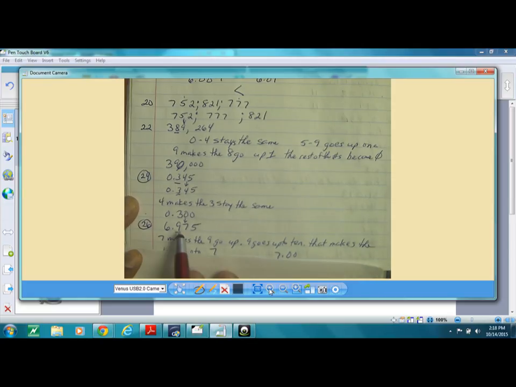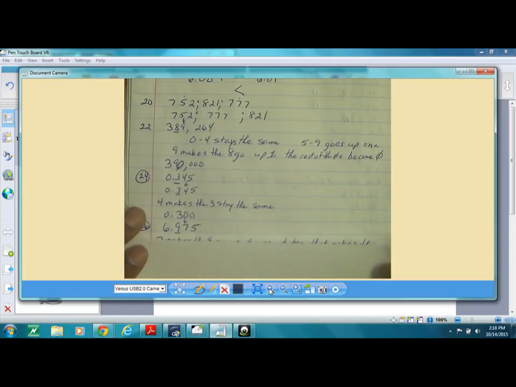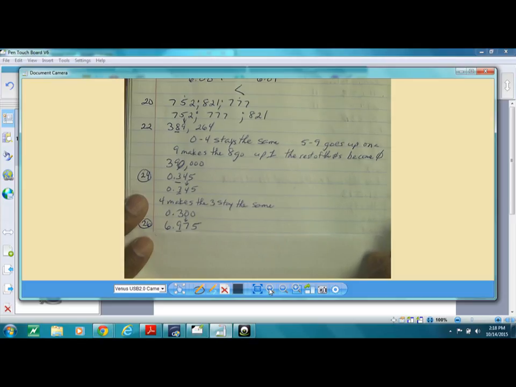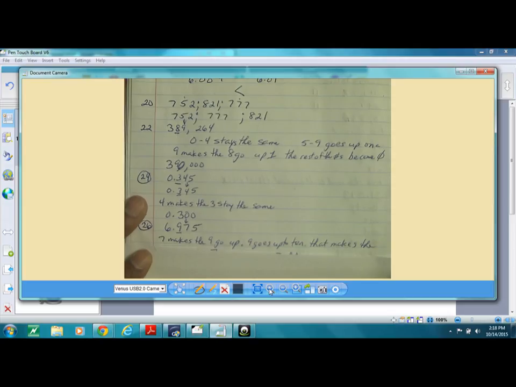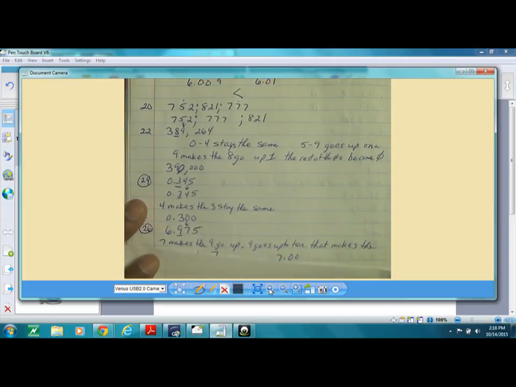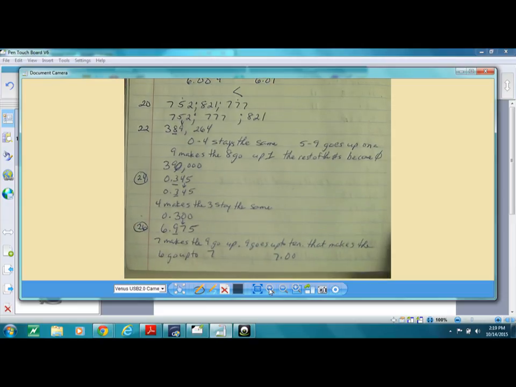So again, if you have to round the 9 up, then that makes the number to the left of the 9 move up even further, okay? So 6 and 975 thousandths rounded to the 10th place goes up to 7. And the reason is the 7 makes the 9 go up. The 9 goes up to 10, but you can't put two numbers there. So that makes the 6 go up to 7. And so 7 is the answer to number 26.